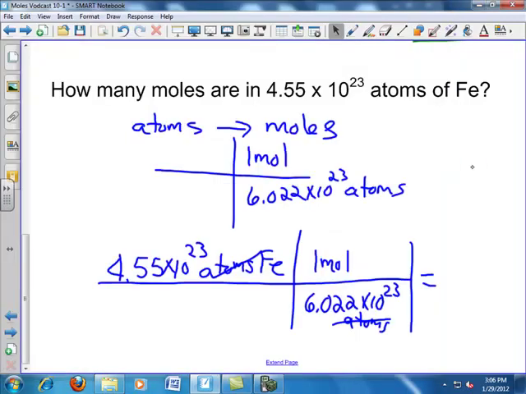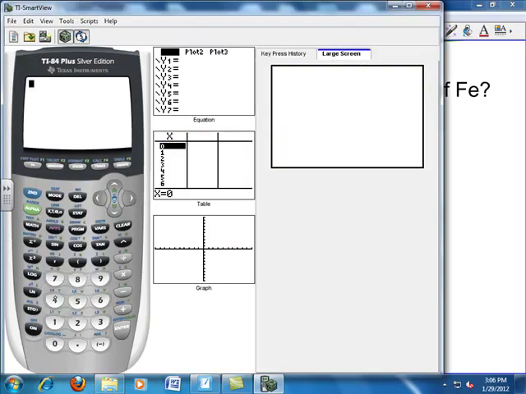Which I forgot what they were. 4.55. Okay. So we're going to type in 4.55. And then we're going to do that second exponent again. And I didn't catch it this time. Second exponent. Oops. Second exponent. Naturally, when I want to do something, it won't work.